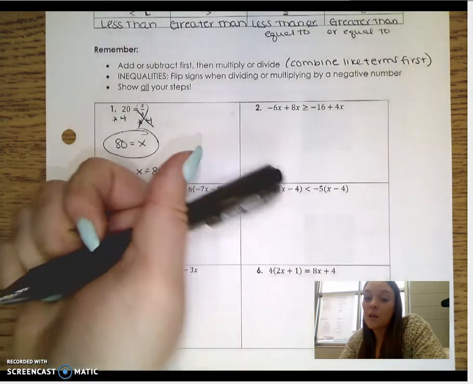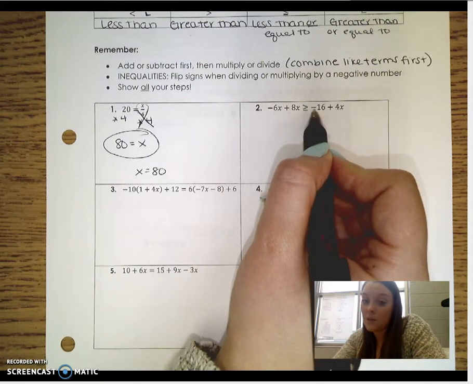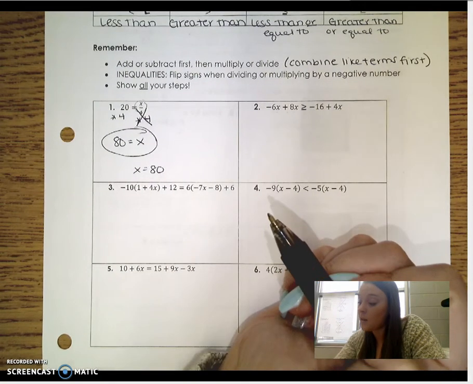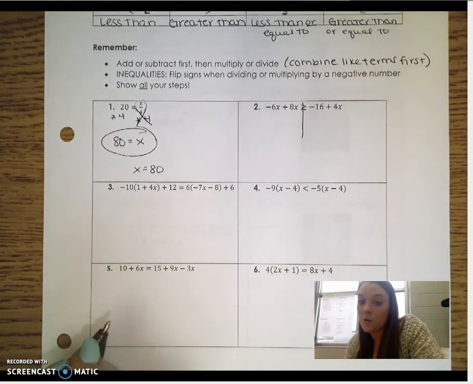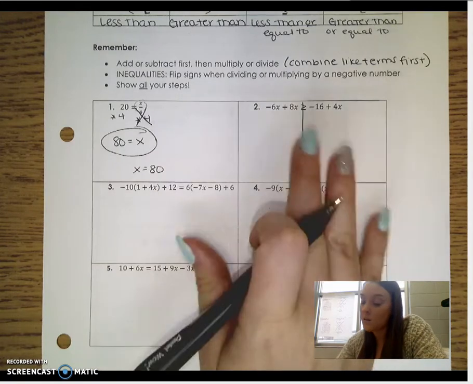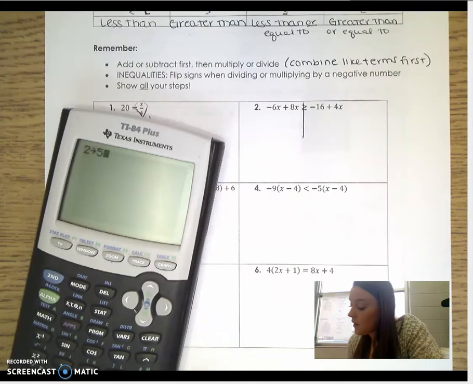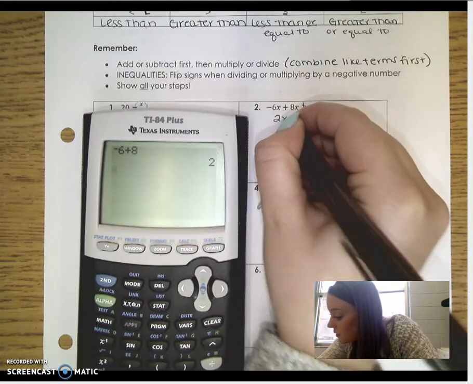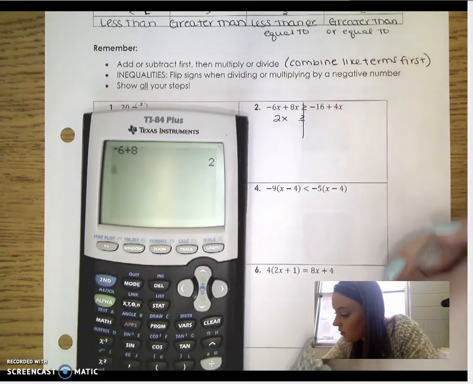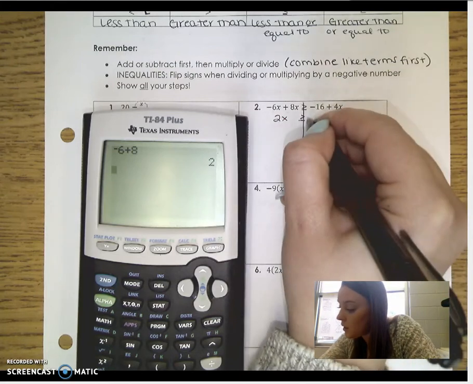Number 2 is an inequality. It says negative 6x plus 8x is greater than or equal to negative 16 plus 4x. So my first step is to combine like terms. I'm going to draw a line down my inequality symbol to keep my sides balanced. Negative 6x plus 8x: negative 6 plus 8 is positive 2. So I have positive 2x on this side is greater than or equal to negative 16 plus 4x. Nothing can be combined on this side.